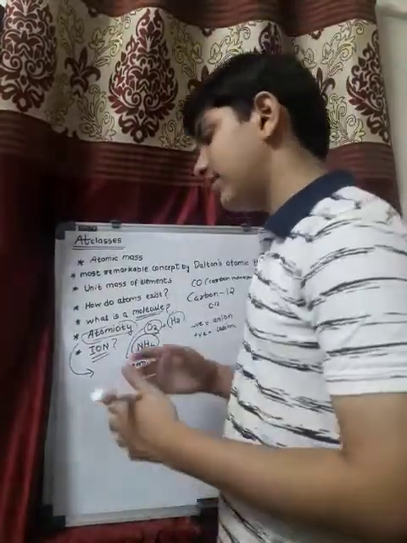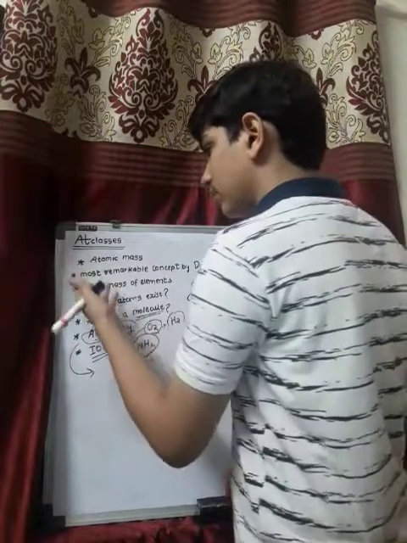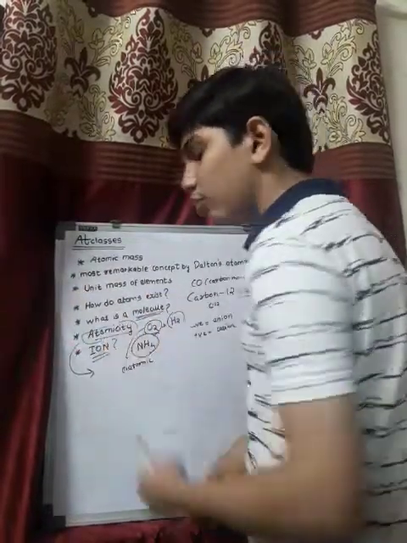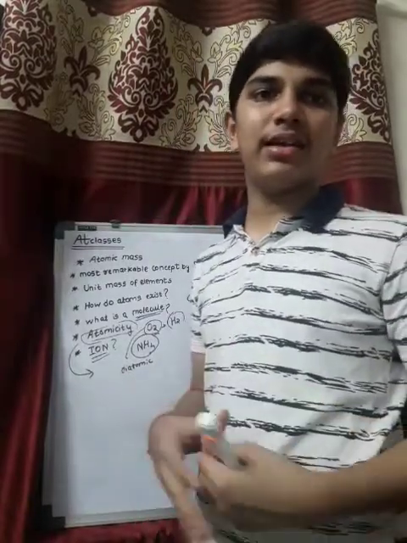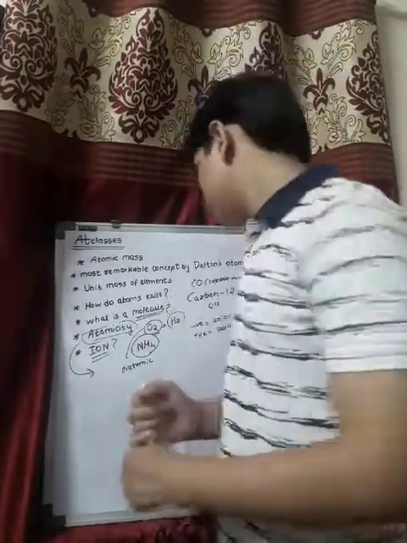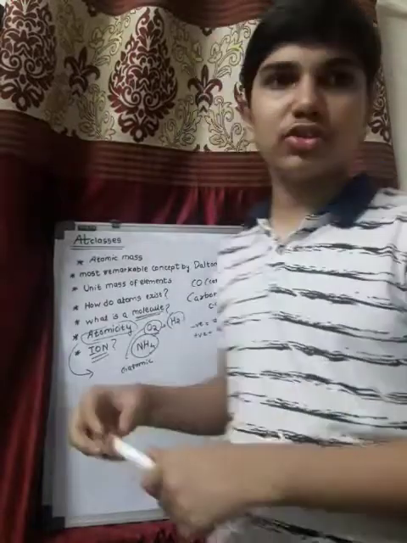So in this lecture we discussed atomic mass, unit mass of elements, how atoms exist, what is a molecule, what is an ion, and what is atomicity. So for today this much only.